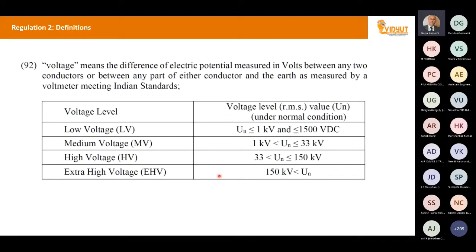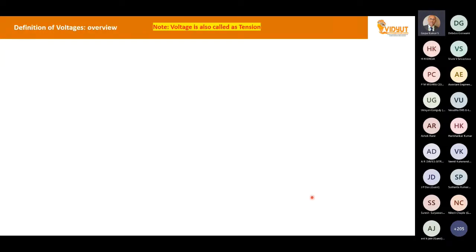Low voltage: anything up to 1 kV AC and 1500 volt DC, 1.5 kV DC. Of course, this needs to be changed to 1000 volt AC and 1500 volt DC. Then medium voltage, above 1 kV up to 33 kV, high voltage 33 to 150, extra high voltage above 150. So you must be surprised that earlier we were calling anything above 33 as extra high voltage, and how did this come into the picture. There is a small background behind it. I hope it is due to that particular background.